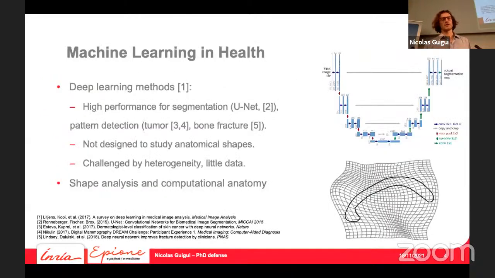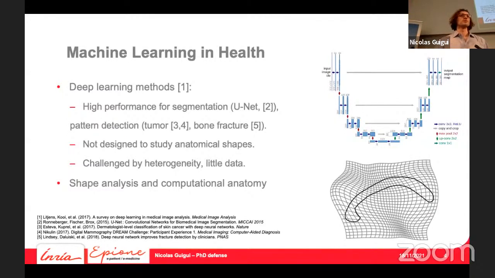In this context, machine learning methods, and in particular deep learning methods, have shown great performances, and especially for tasks such as segmentation or pattern detection, for example, with the famous UNet architecture or RCNNs. So they are good at performing segmentation or detecting brain tumors, classifying skin cancers, and so on. Basically, they are good at analyzing texture, but this is at the detriment of analyzing higher level information such as anatomical shape or deformation. Moreover, they are challenged by the heterogeneity in the data and the small number of samples.